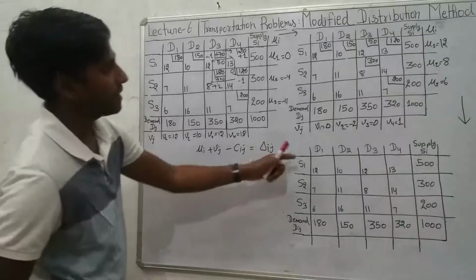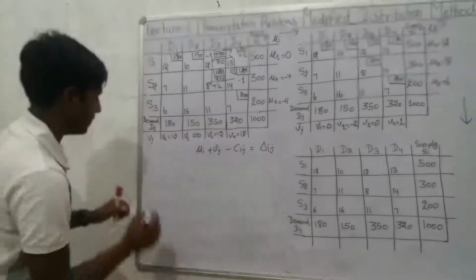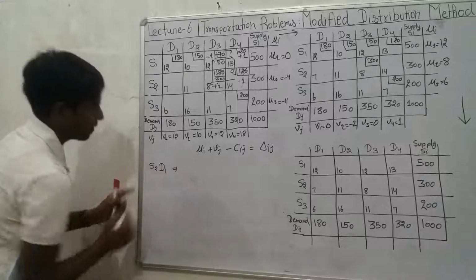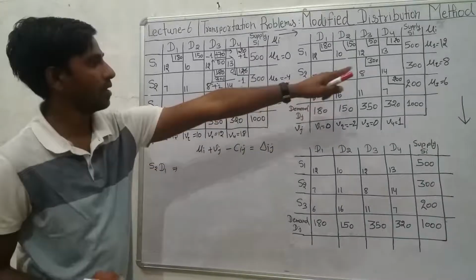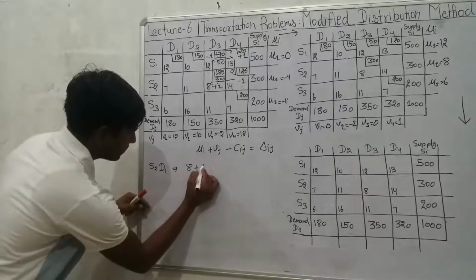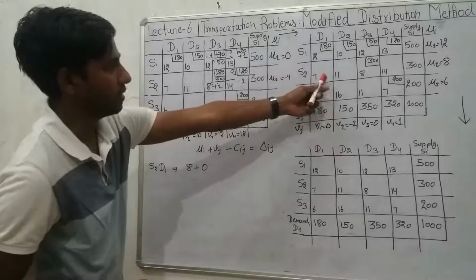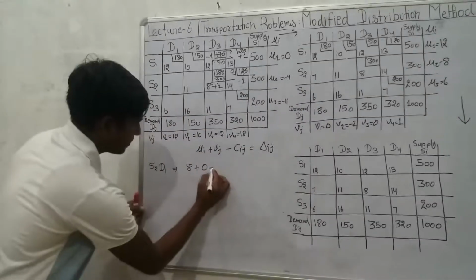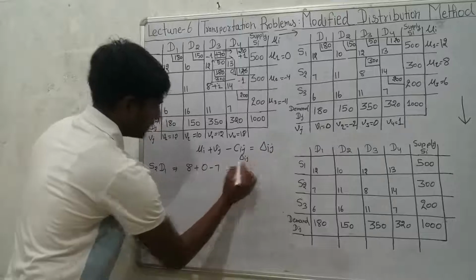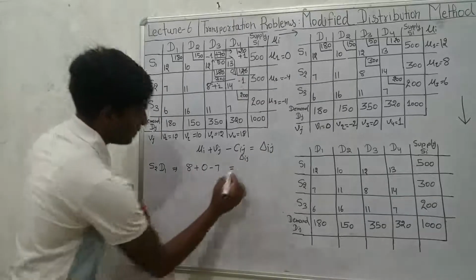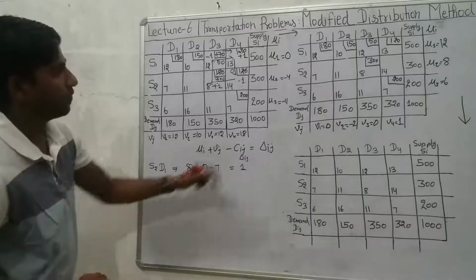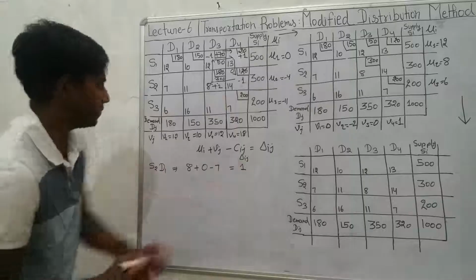So for the first empty cell, that is this one, S2D1. What is the value of ui? 8. For vj, 0. 8 plus 0 and cij is 7, minus 7. So the opportunity cost or delta ij is going to be 8 minus 7, that is 1. Okay. For the next unoccupied cell, S2D2.